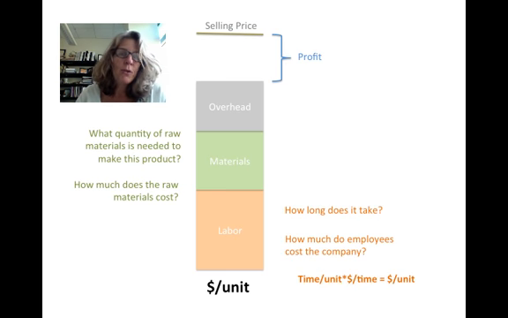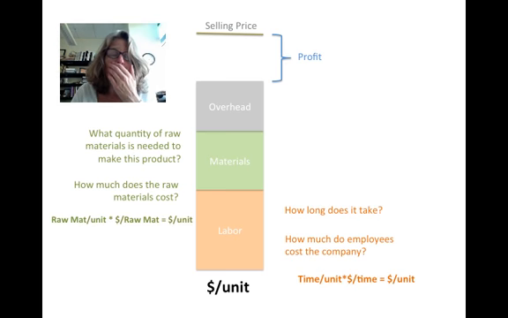Now that's going to be in some sort of quantity of weight, quantity of number, quantity of length, something like a quantity. And then the next is, how much does the raw material cost? Now there's often a whole bunch of different raw materials that make up a product, and we figure this out for each of the types of raw materials, and then we add them up.